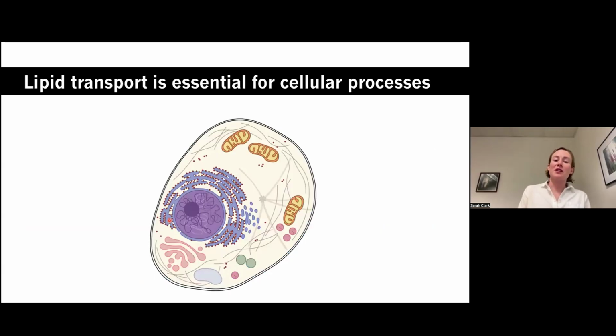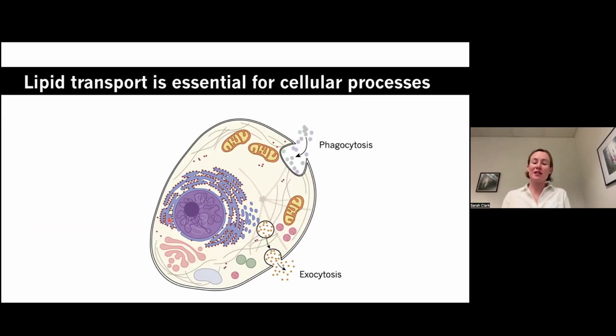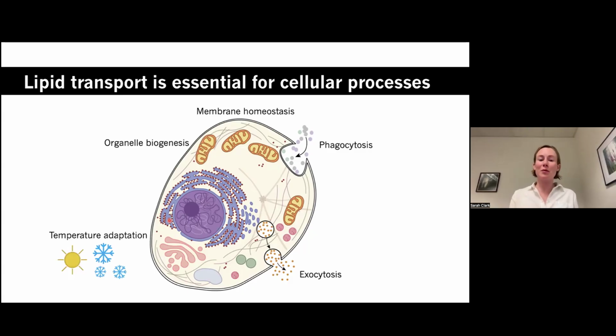Lipid environments and lipid membranes in a cell are also highly dynamic. They're always changing in response to all of these very fundamental cellular processes that are happening all the time, most of which we're familiar with, like phagocytosis, otherwise known as cell eating, where the cell engulfs things in its extracellular environment. Exocytosis, where the cell releases things into the external environment. Organelle biogenesis, just normal membrane homeostasis, as well as membrane events like temperature adaptation.